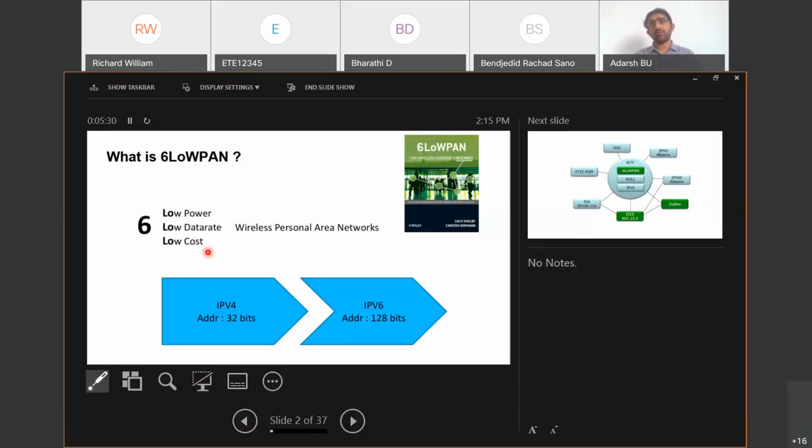And the lifetime of the device has to be in years. Once I place a battery in my door lock, it has to work at least for 2 to 3 years. At least I expect 1 year.